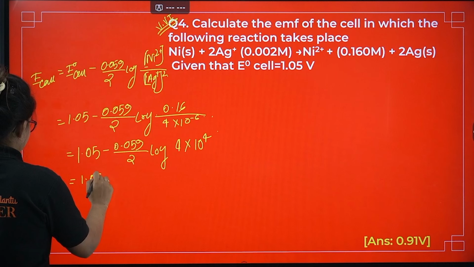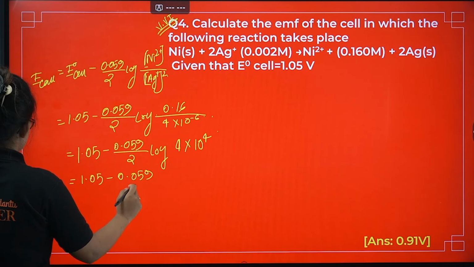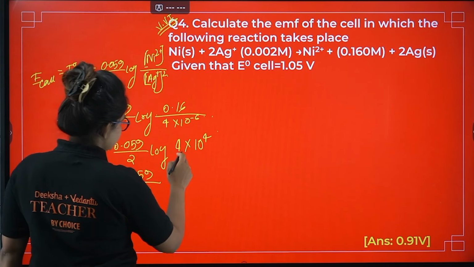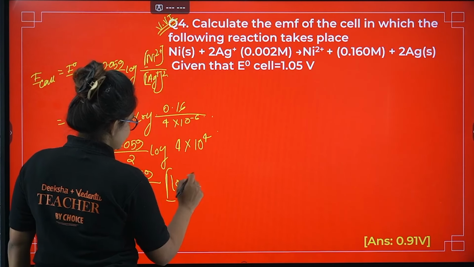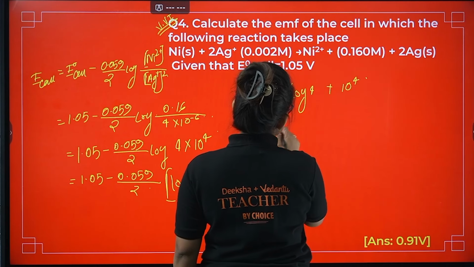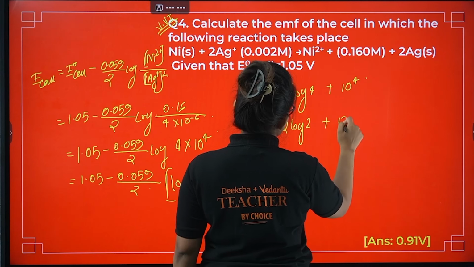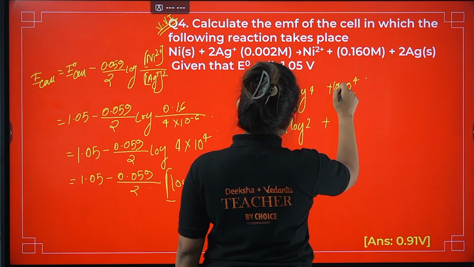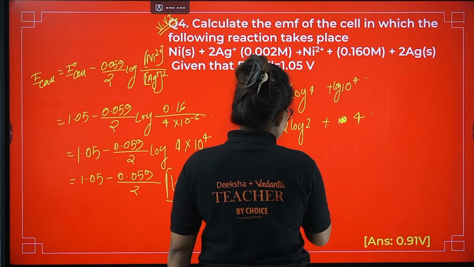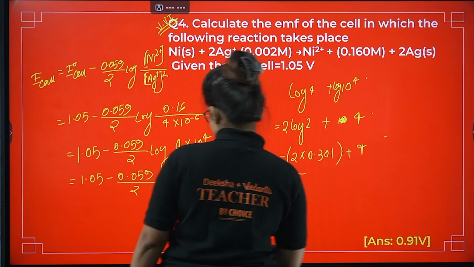Okay, 1.05 minus 0.059 divided by 2. So if you just find out this is, see, log 4 plus, let me just do it here, log 4 plus 10 power 4, right? So log 4 means I can do 2 into log 2, plus log 10 power 4, so plus 4. So from here 2 into 0.301 plus 4, that's what we can do here.